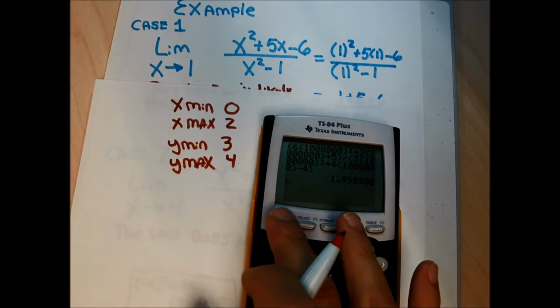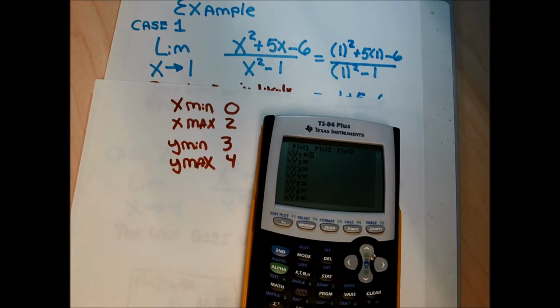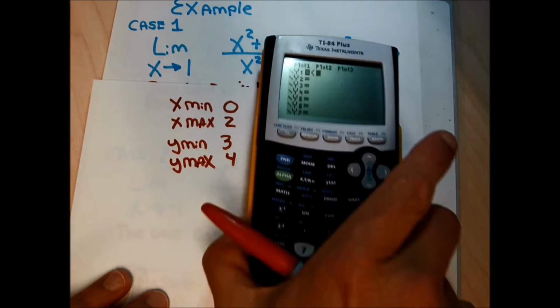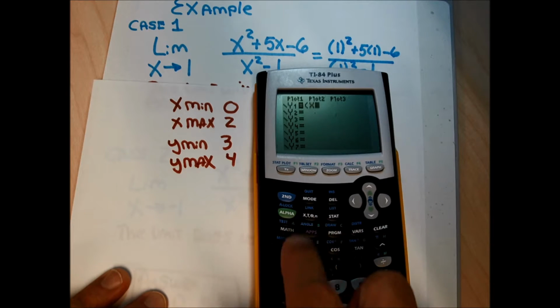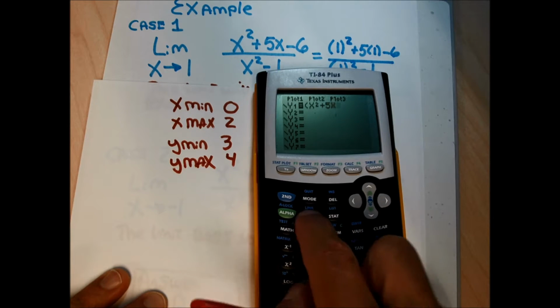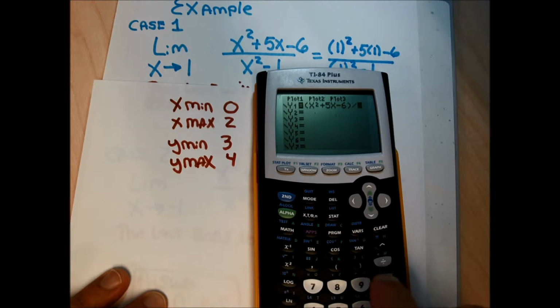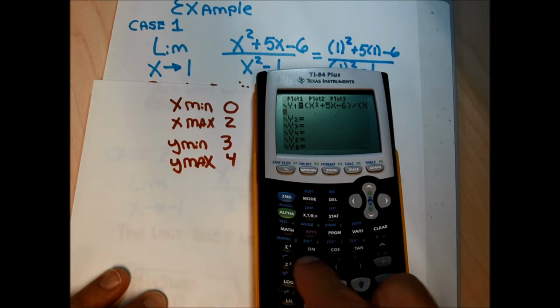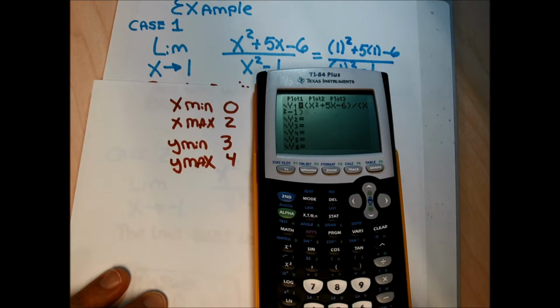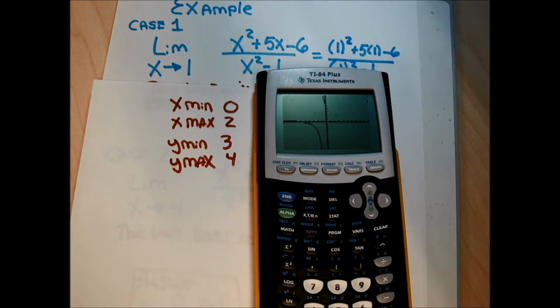So I'll turn my calculator back on, hit my y equals, clear this, then do parentheses x squared plus 5x minus 6 parentheses divided by parentheses x squared minus 1. Again, if I just did zoom standard, it would give me a better graph than the window that I'm about to show. So this is kind of what the graph really looks like, but this version of the window makes it hard to find the limit.